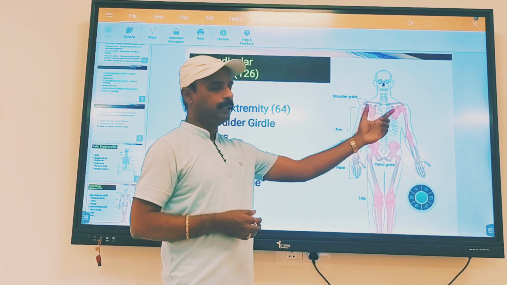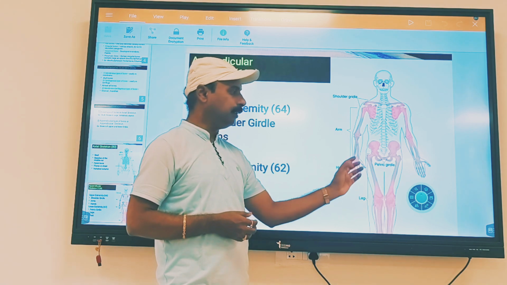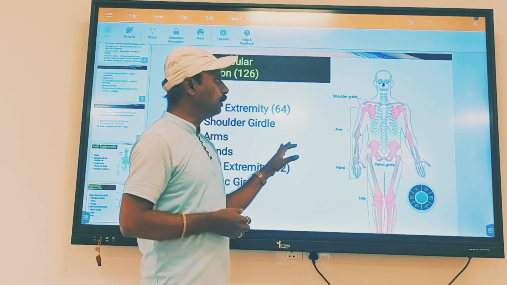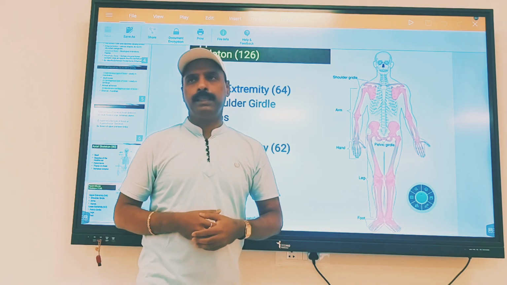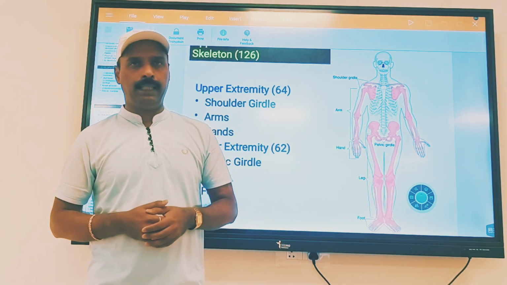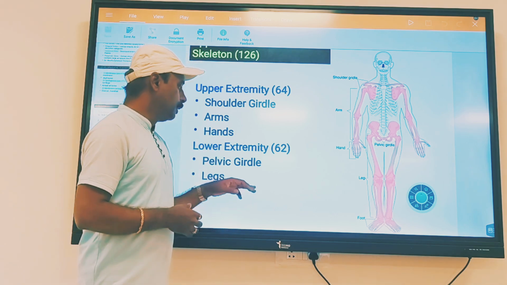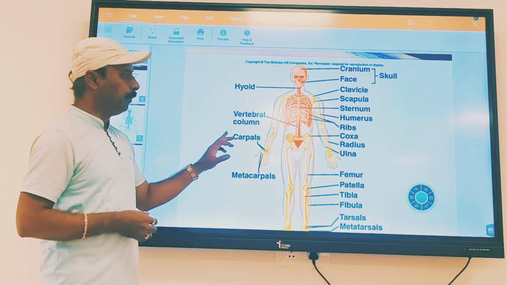In the appendicular skeleton, you can see in red the lower limb and upper limb bones which you are going to get, and this will represent the appendicular type of skeleton. This is very important, you have to remember.